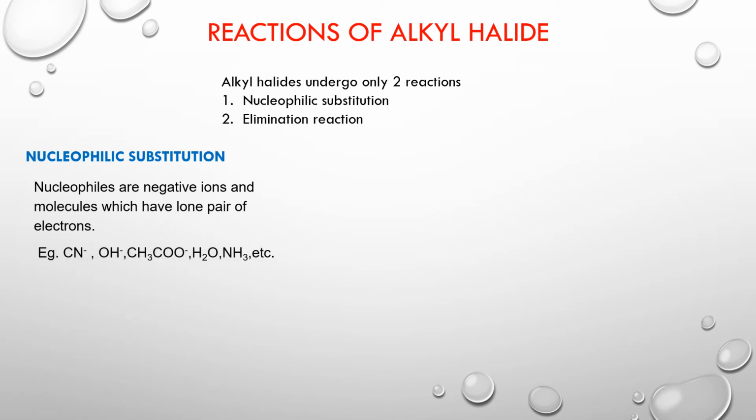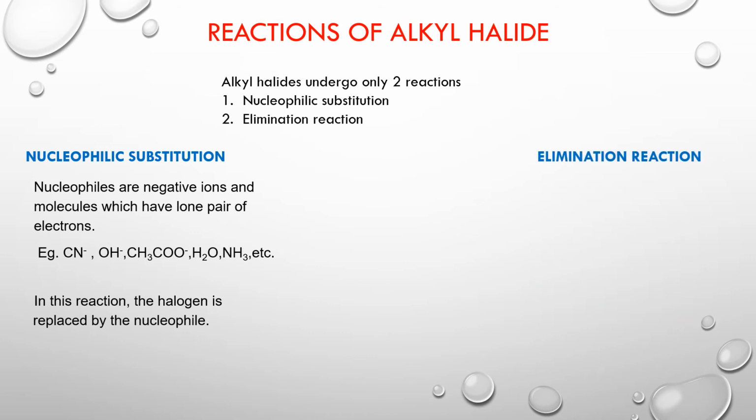Examples are CN-, OH-, CH3COO-. So you can see cyanide ion, hydroxide ion, ethanoate ion. They all are negative ions, so they are very good nucleophiles. Water and ammonia are also nucleophiles because they contain lone pairs of electrons on them. Now, in a nucleophilic substitution, the halogen is going to be replaced by a nucleophile. The halogen is carrying a negative charge. So if a negative charge is removed, another negative is going to replace it.